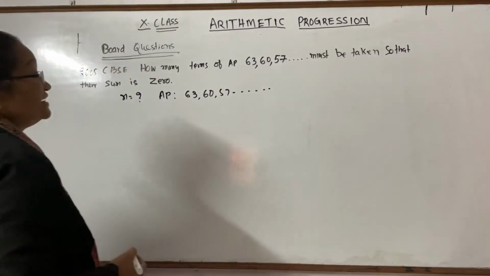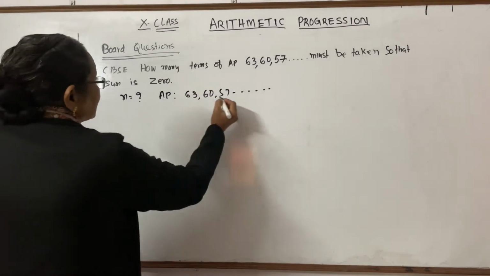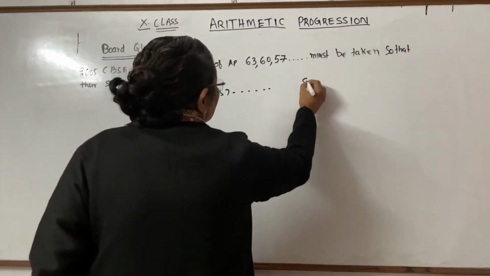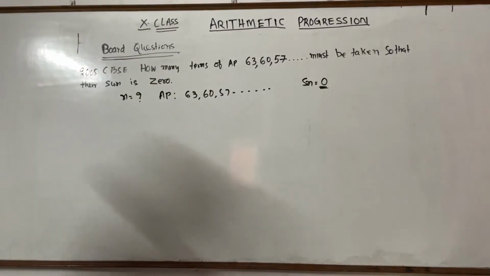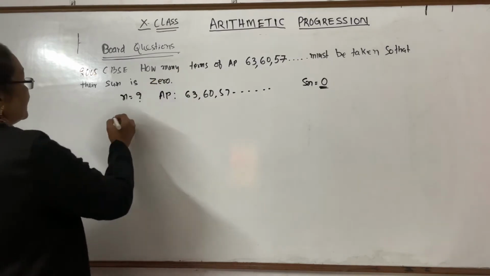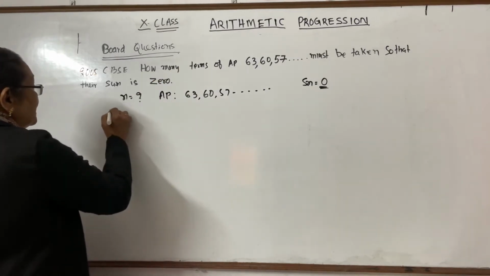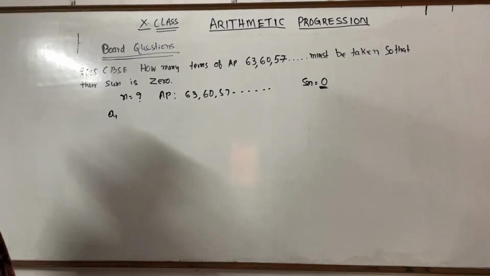The sum Sn is given to be 0, and we have to prove it. So let us say, now what is our AP? The AP is 63, 60, 57, and so on.